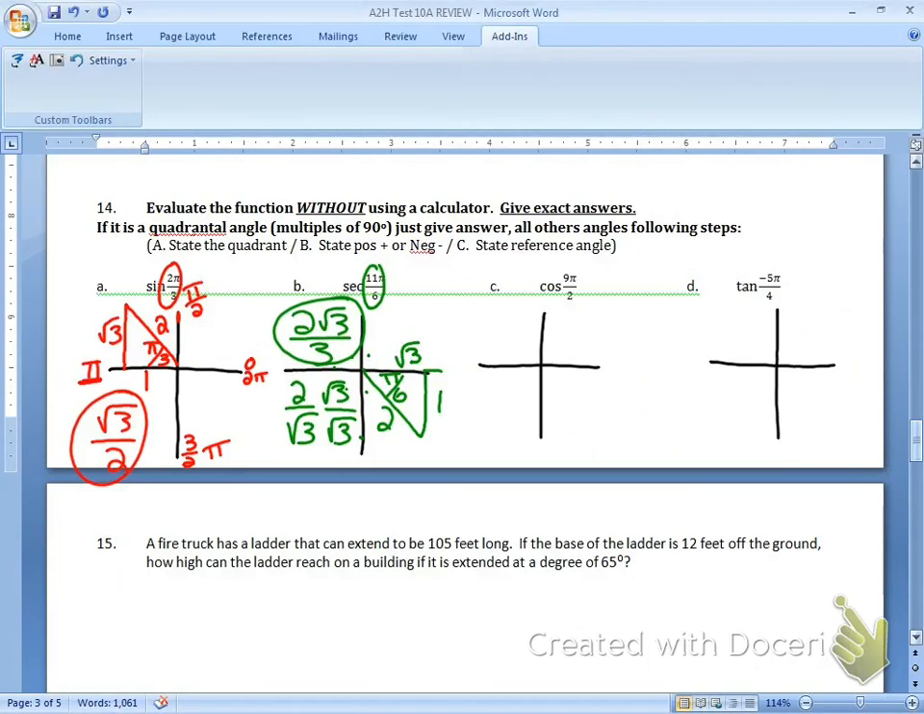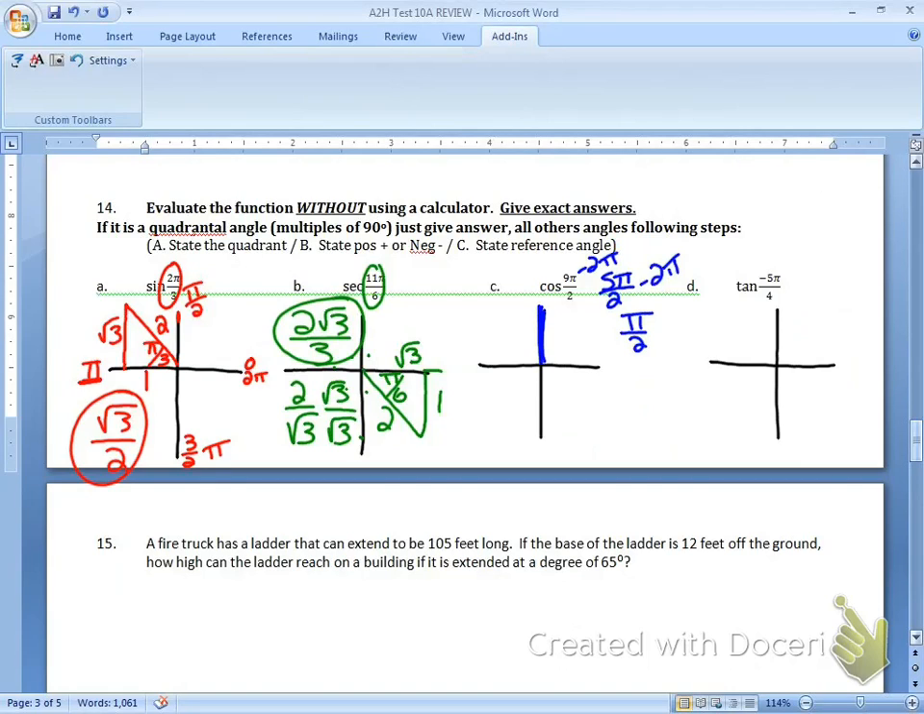Third one, cosine of 9 pi over 2. I know right away that 9 pi over 2 is bigger than 2, so it's going to be over a full circle. So I'm going to subtract off 2 pi. If I subtract off 2 pi, I have 5 pi over 2. That's still bigger than a circle. That's bigger than 2, so I'm going to subtract off 2 pi again, and I end up with pi over 2. And pi over 2 should be one of the ones you have memorized. It's straight up and down.